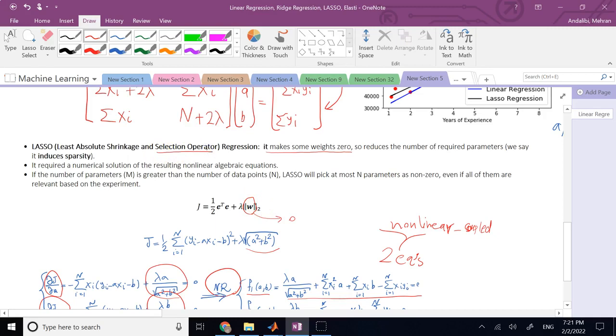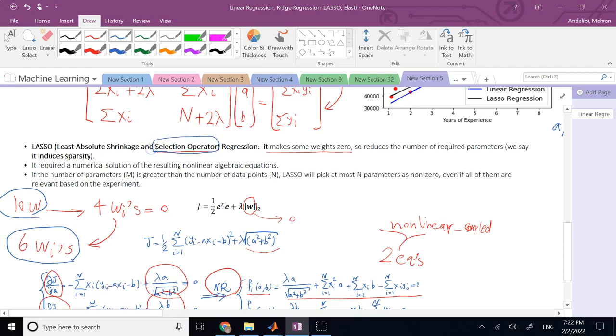What does selection mean? If out of 10 W's that I have, this method forces four of them to go to zero, right? So let's say you start with 10 W's, and this method forces four of those W_i's to be zero. So now you practically have six W_i's left. So instead of a system with order 10, now you have a system with order 6, right? And this is a model selection. It's equivalent to saying instead of a 10th order or 9th order polynomial, now I'm using a 5th order polynomial. So this is a selection operator.